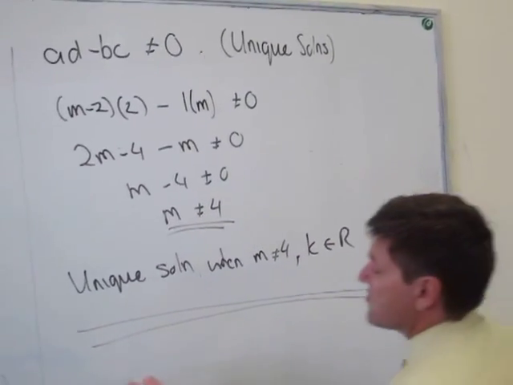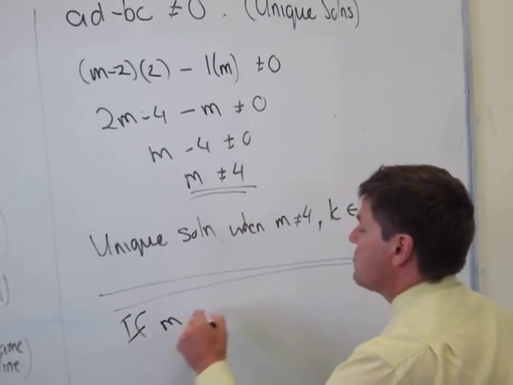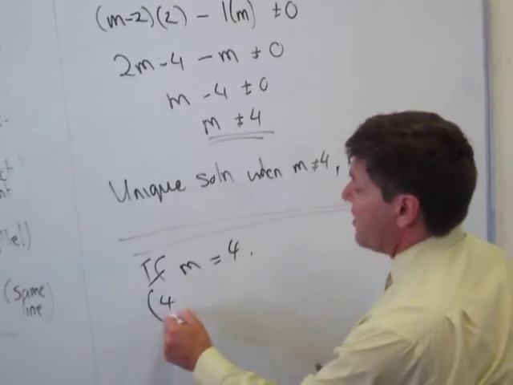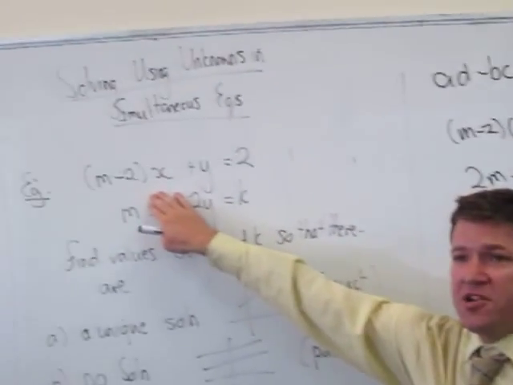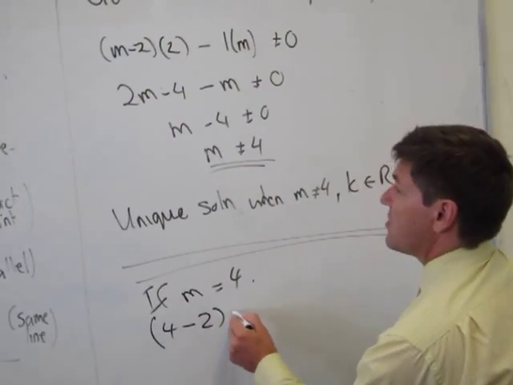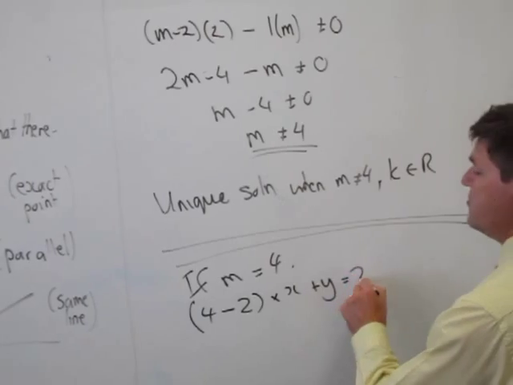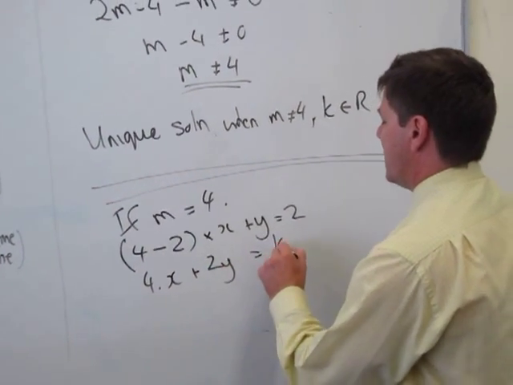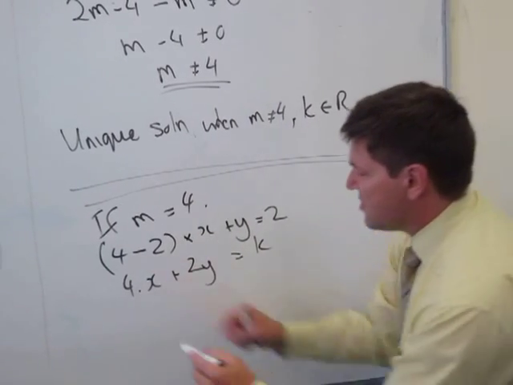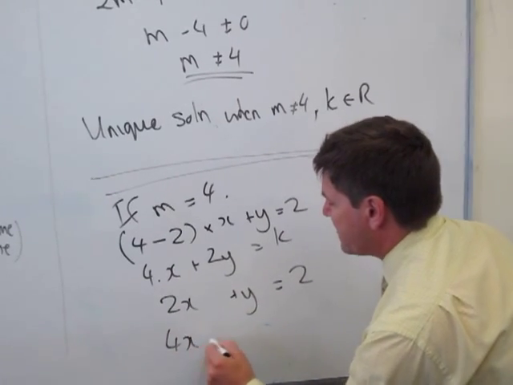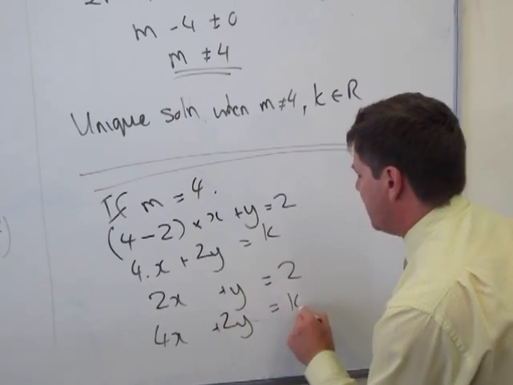Okay? So let's actually let m equal 4. So if m equals 4, I just sub it straight in. Watch this. I'm going back to the original equation. If I sub in 4, I get (4 take 2) times x plus y equals 2, and then I've got 4 times x plus 2y equals k. Tidying that up, I've got 2x plus y equals 2, and then 4x plus 2y equals k.